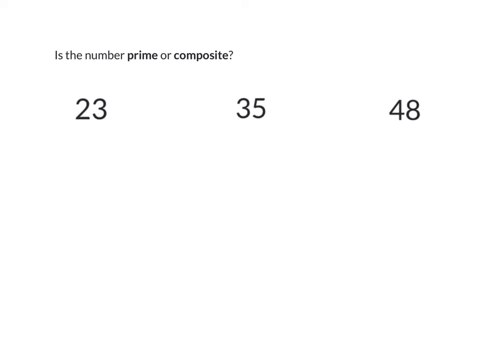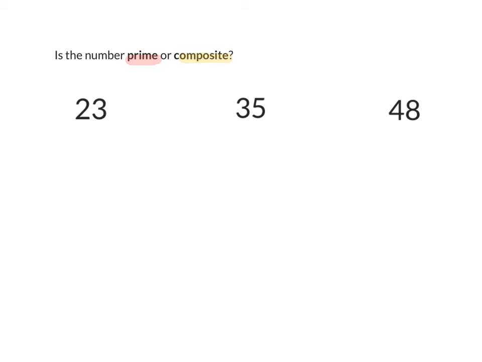We're also going to review what prime and composite means. At your table group, talk about it. What does it mean if a number is prime? And what does it mean if a number is composite? Go. Remember, we know that prime means that it only has 2 factors, 1 and itself. A number is composite if it has more than 2 factors.